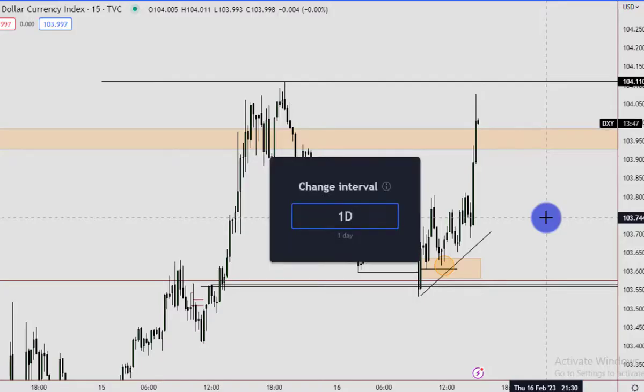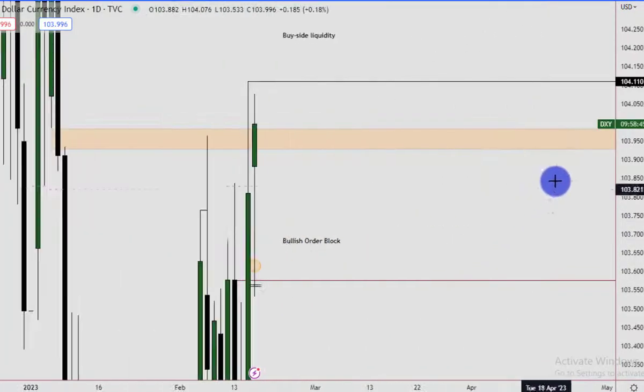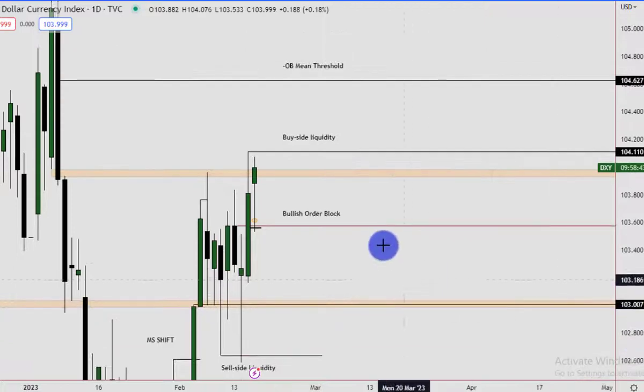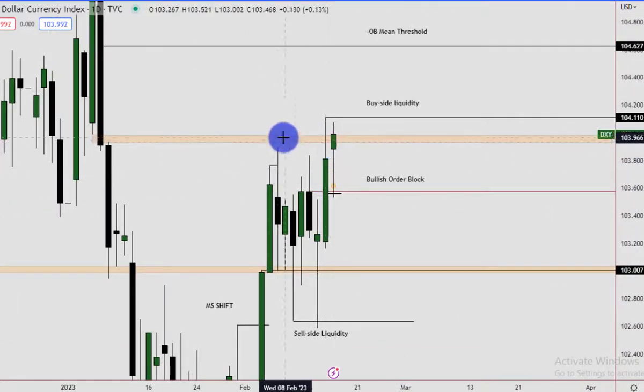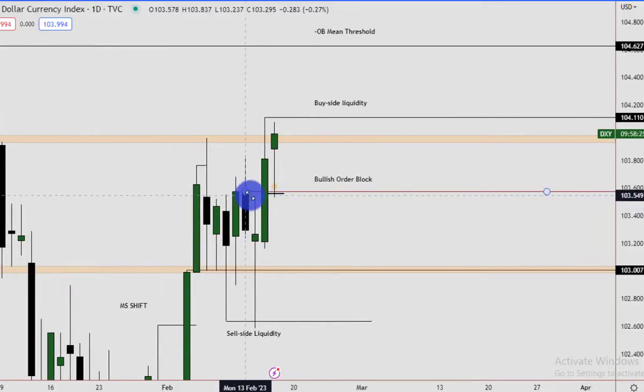I just went to the daily time frame to see what the dollar had done previously. So yesterday the dollar traded into buy side liquidity as outlined here on this very candle. The dollar traded into that buy side liquidity, and this morning I saw the dollar resting on a bullish order block of the daily time frame.